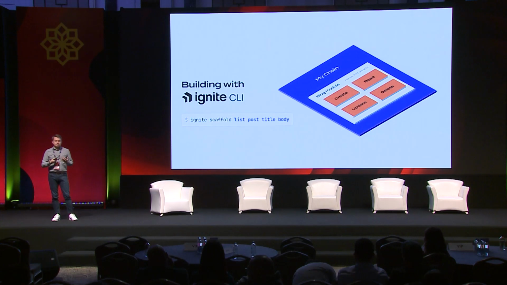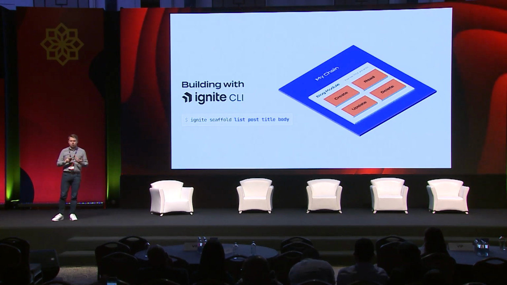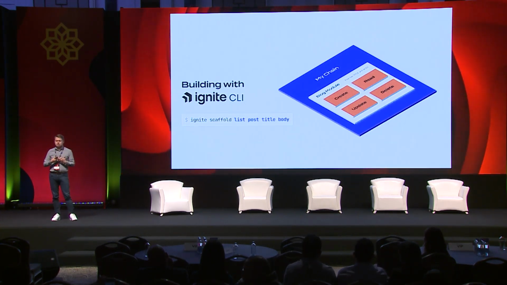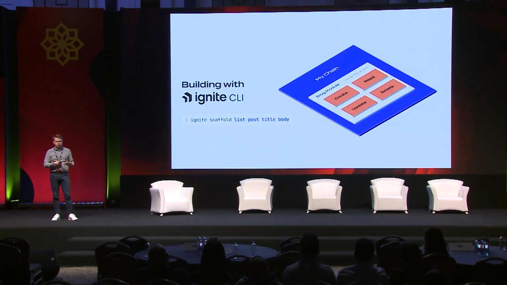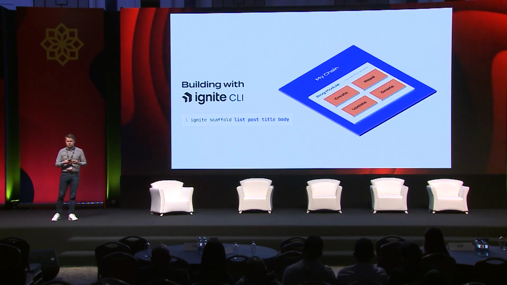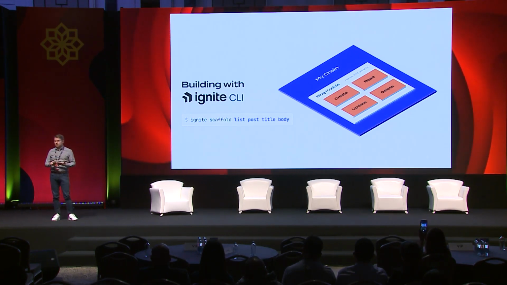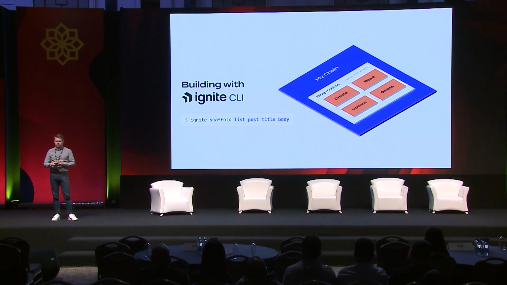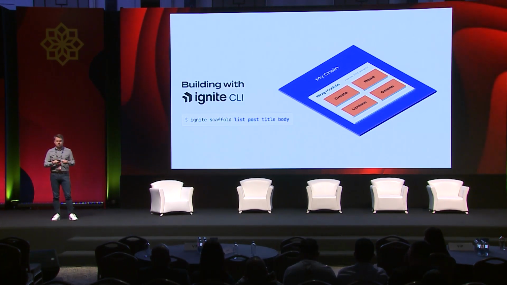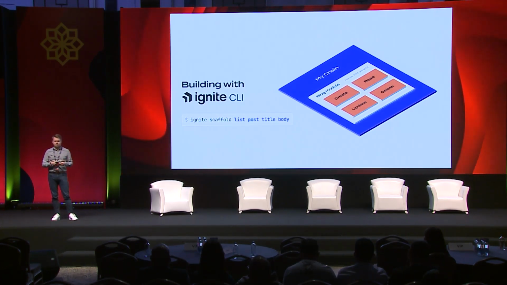So now we'll do something more interesting. Now we can go inside this module and generate the code for a list of posts, right? Let's say your blog is dealing with posts, and each post has a title and a body. So of course you can go and write all this code yourself, but Ignite is smart enough to write this code for you, so you don't have to.